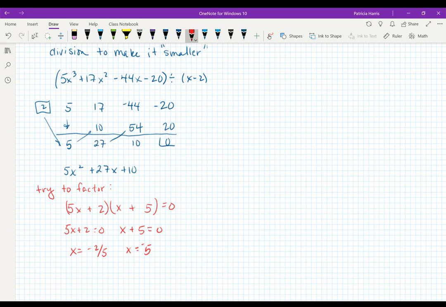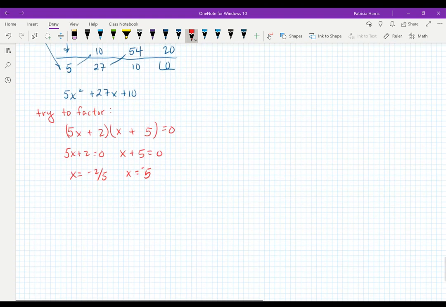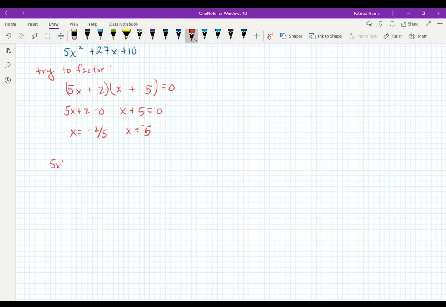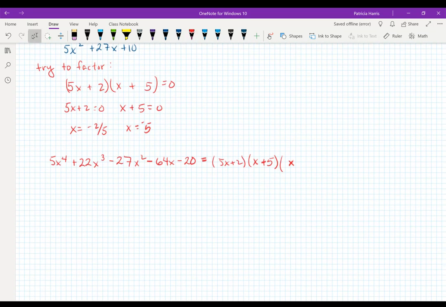Whew. All right, so now what you have done is you have taken 5x to the 4th plus 22x to the 3rd minus 27x squared minus 64x minus 20, and you have broken it down into its factors. Okay, and that gave you critical points of that.